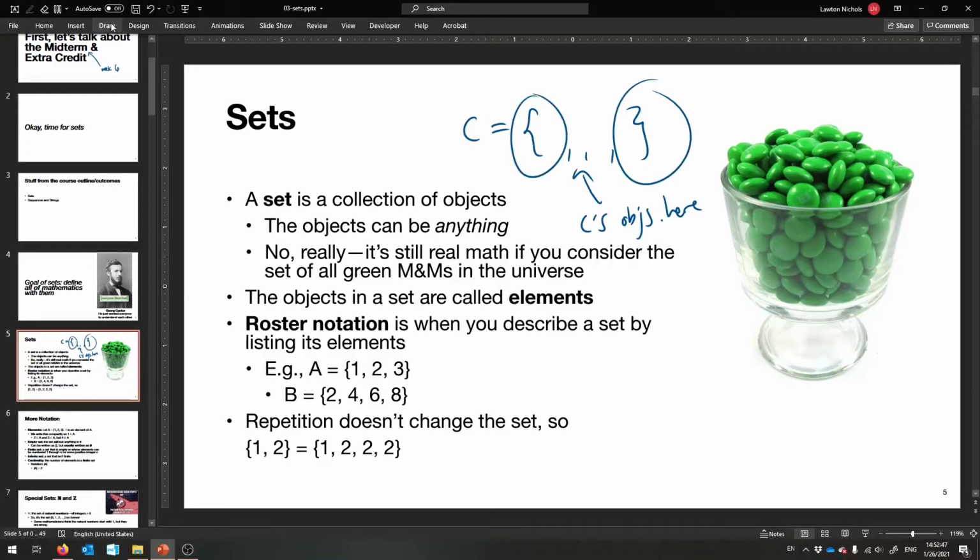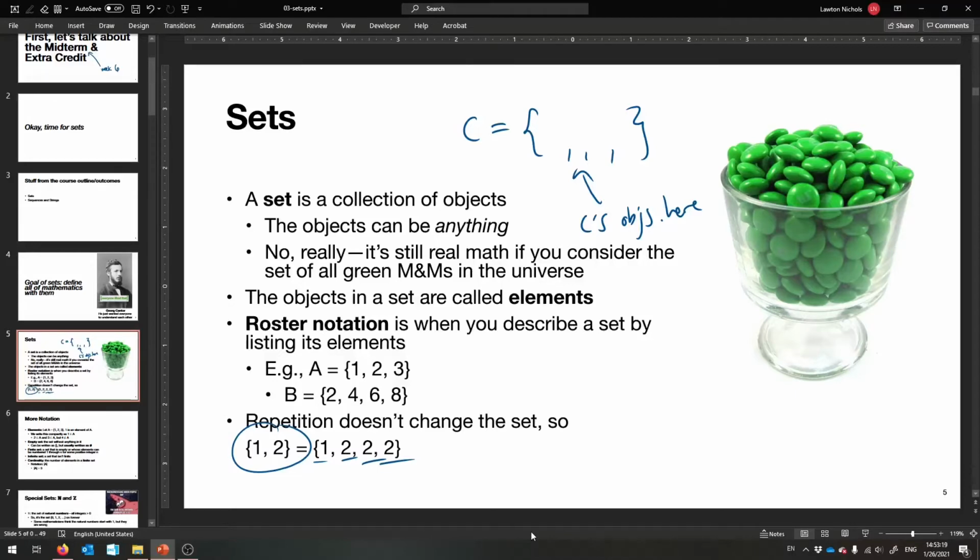This is called roster notation. It's like you're reading off the attendance in a class, listing all the students in it, all the elements in your set. Okay, so here are two sets. A is the set containing 1, 2, and 3. B is the set containing 2, 4, 6, and 8. The one key thing that might trip you up is that sets don't care about duplication. Repeating elements doesn't actually change the set. For example, the set 1, 2, 2, 2 is just the same as the set 1 and 2.